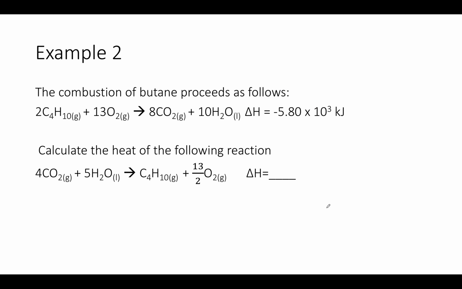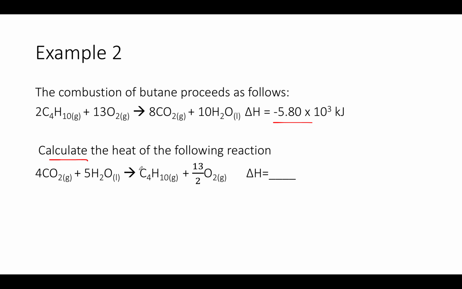All right, example 2. The combustion of butane proceeds as follows. 2 moles of butane plus 13 moles of oxygen gas give us 8 moles of carbon dioxide gas and 10 moles of liquid water. And the delta H here is negative 5.8 times 10 to the third kilojoules. I want to know the heat of this reaction. Okay, well, let's see what we have.